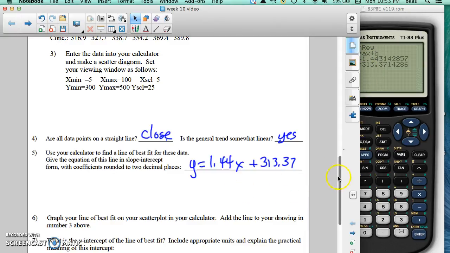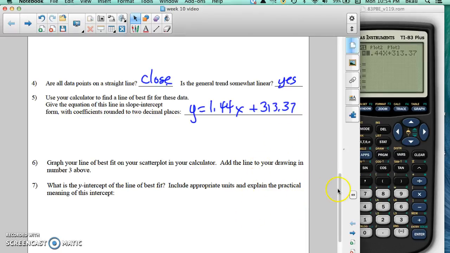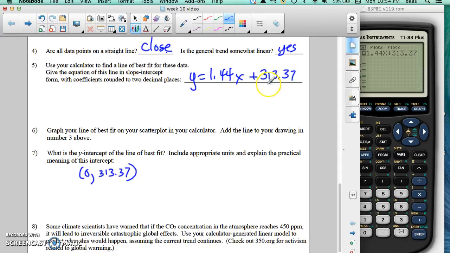We graphed the line on our calculator by plugging it in y equals. We typed it in there. We drew it in there. We asked what our y-intercept was. In this case, our y-intercept is 0, 313.37. That's this value right here.